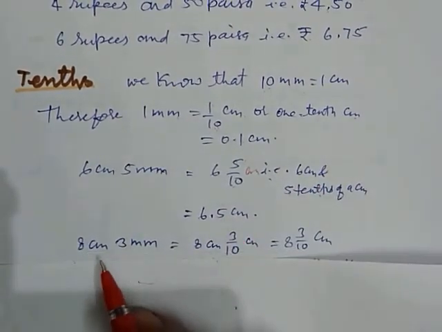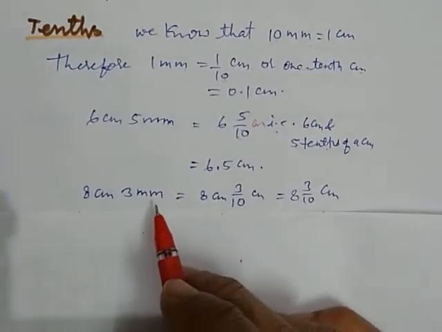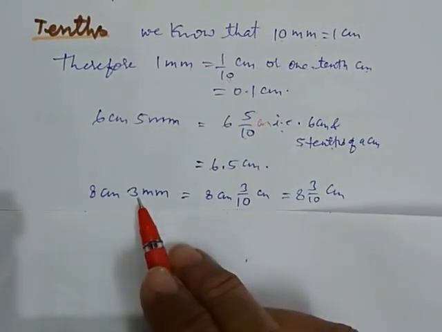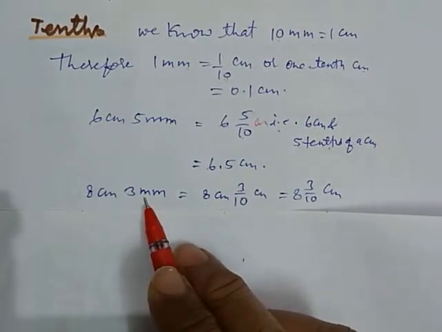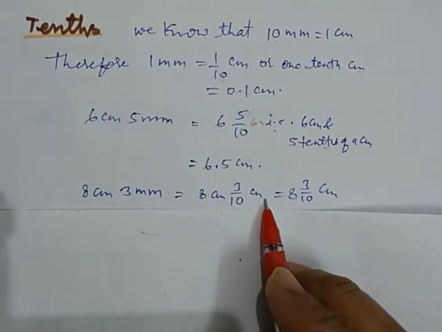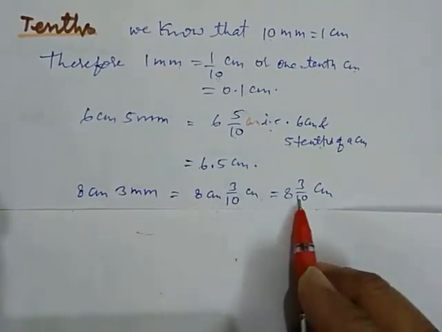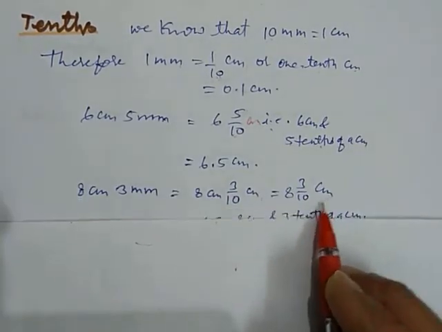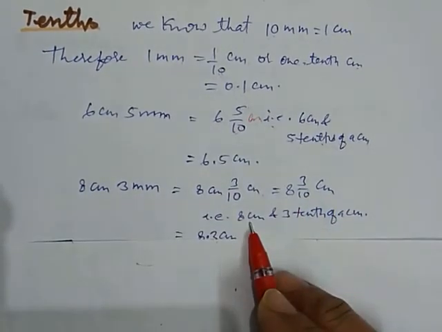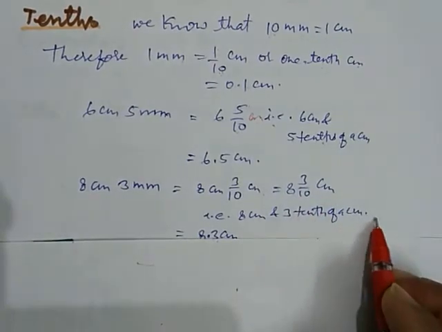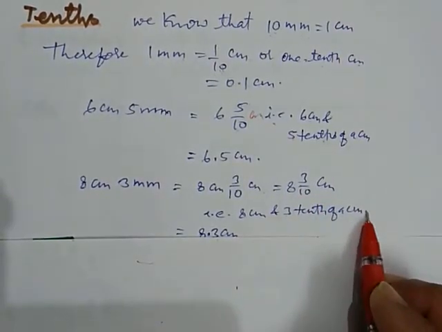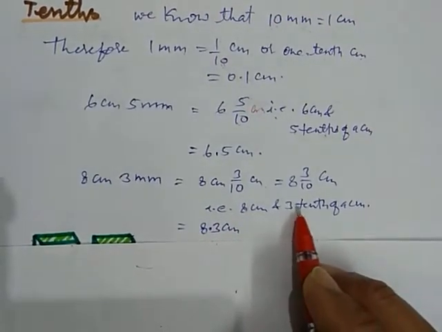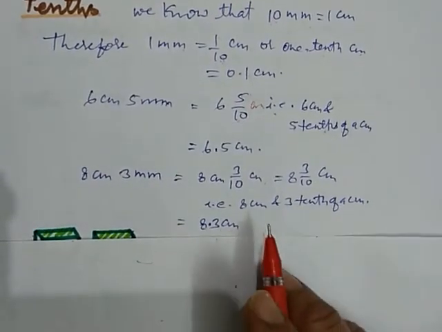If we have 8 centimeter and 3 mm, then this 8 centimeter is here, and this 3 mm can be converted as 3 by 10 centimeter. So we can write this as 8 and 3 by 10 centimeter. That is 8 centimeter and 3/10 of a centimeter. We can write this as 8.3, since 3/10 is 0.3. So 8.3 centimeter.